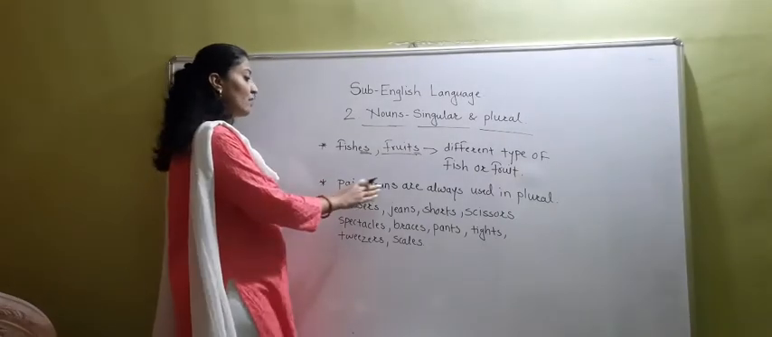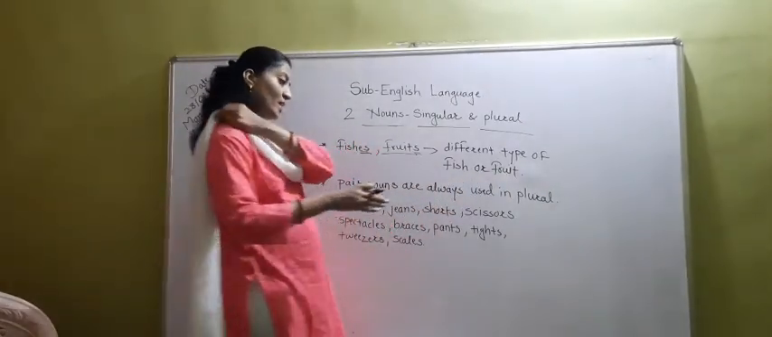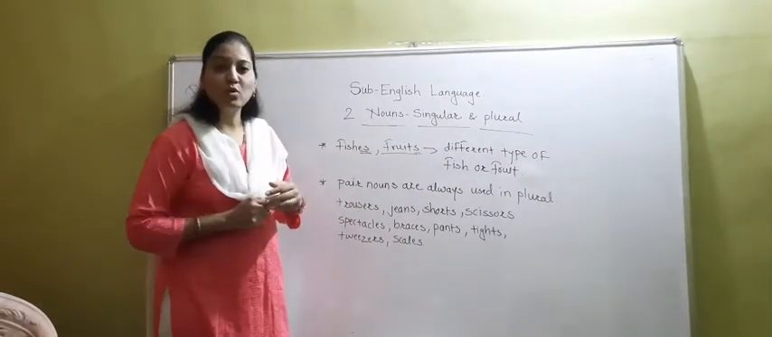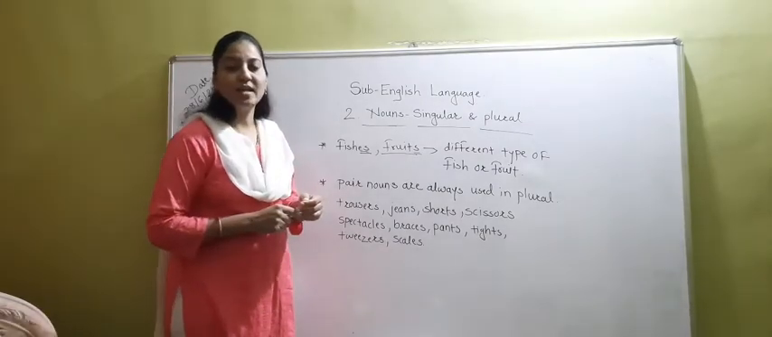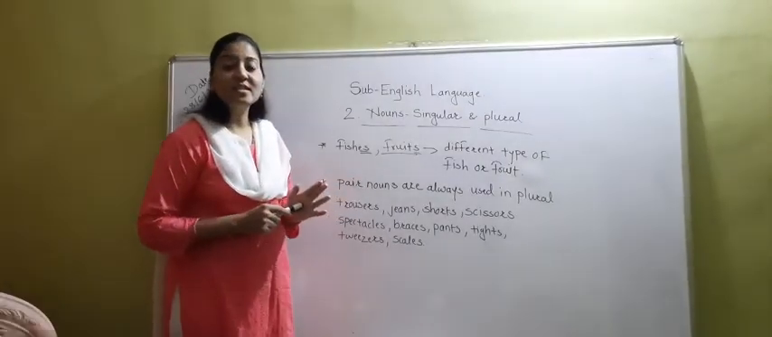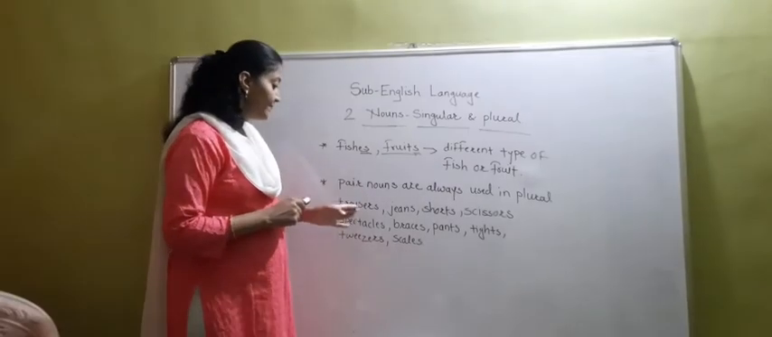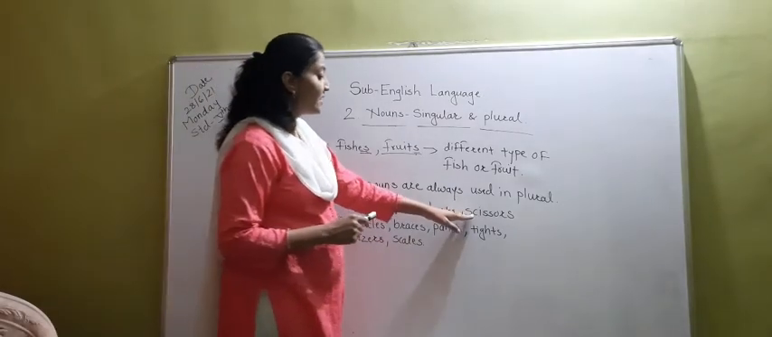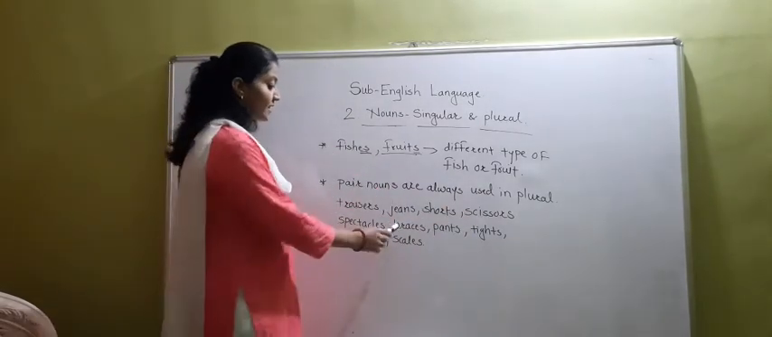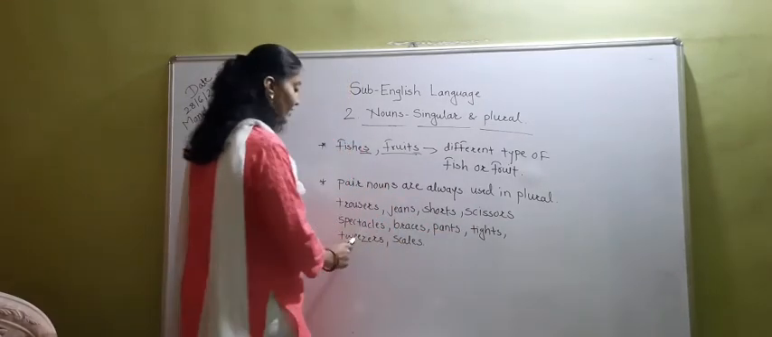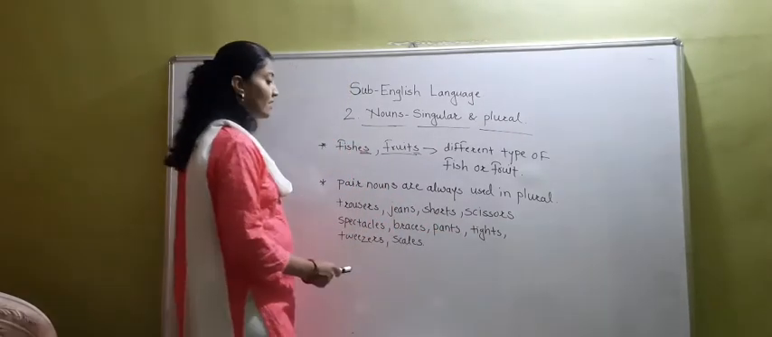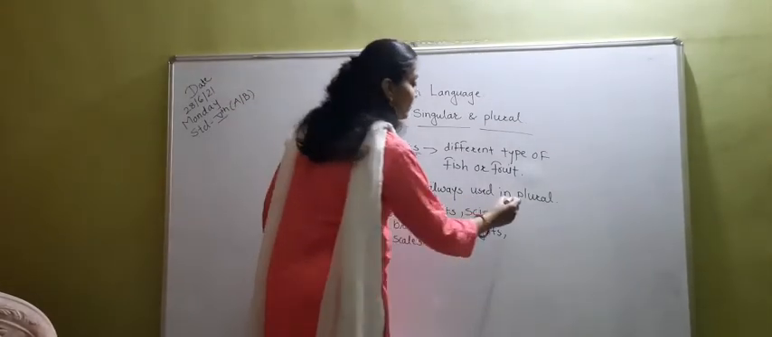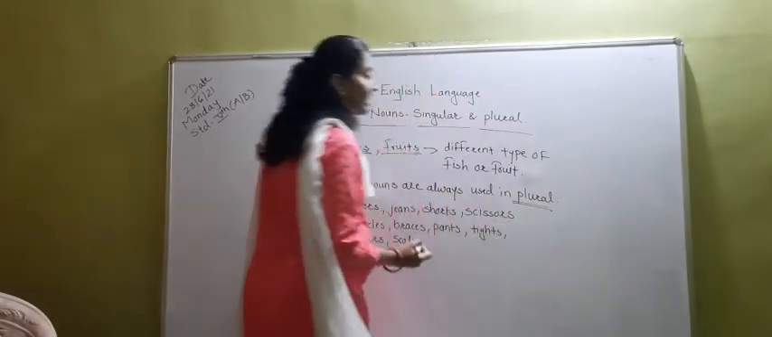Now see, pair nouns are always used in plural. Pair nouns means when we are going to purchase clothes, at that time we can see jeans and trousers. Then these words like trousers, jeans, shorts, scissors, spectacles, braces, pants, tights, tweezers, scales, these are the pair nouns, and these are always used in plural.